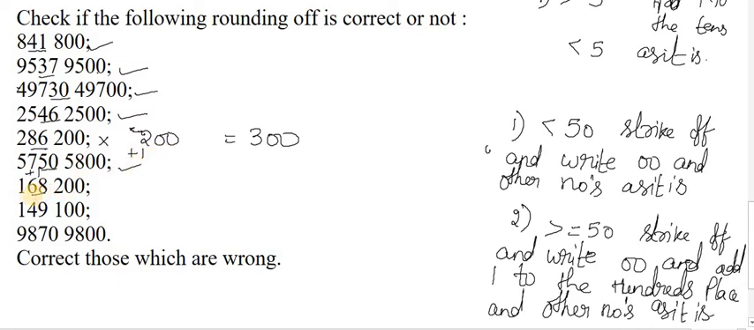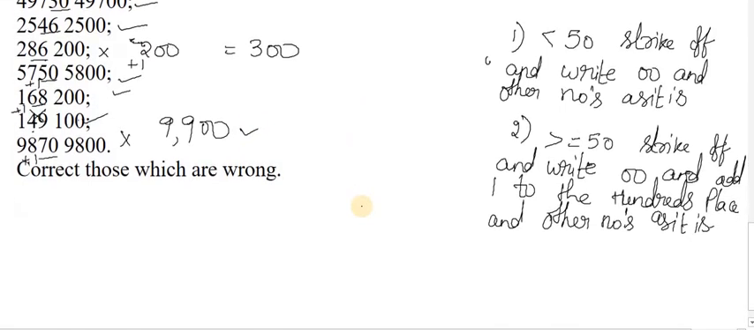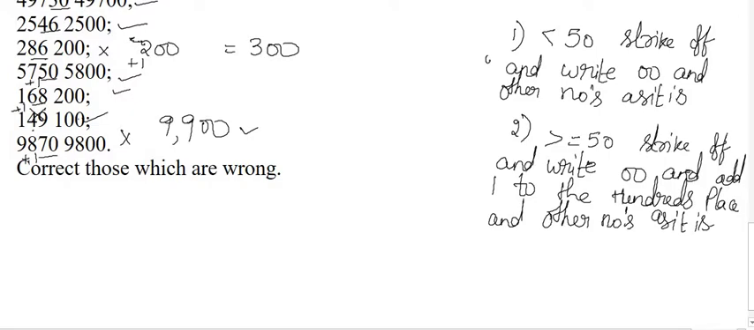And 68 is greater than 50, add 1 to the hundreds place. So 200. 49 is less than 50, so strike off and we will write 0, 0 and write the other numbers as they are. So this is also correct. And 70 is greater than 50, so add 1 to the hundreds place. So the answer is 9900. Correct those which are wrong. So we have already done the correction.